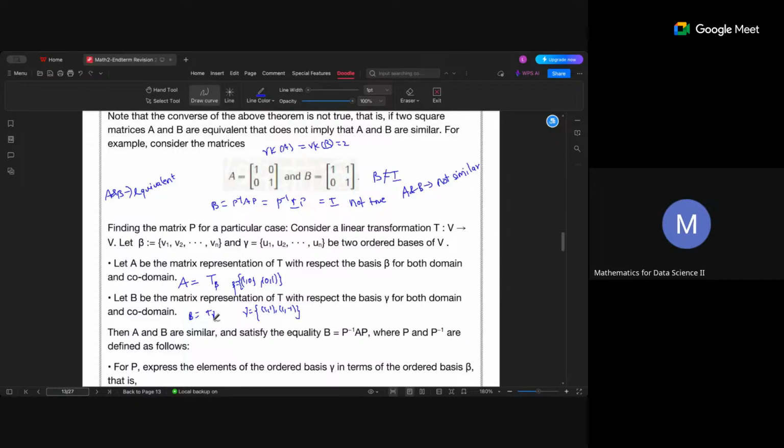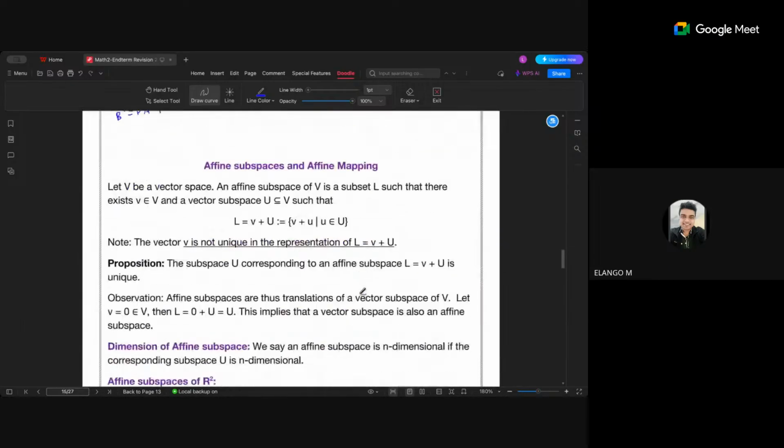So you are first finding T of (1, 1) and expressing it as a linear combination of these two. And again, you are finding T of (1, -1) and expressing it as a linear combination of these two. Then you are finding B. Now A and B are similar. Okay, so this is a linear transformation from V to V. For example, in the example which I have described, T is from R2 to R2, and beta and gamma are bases for R2. Okay, fine.